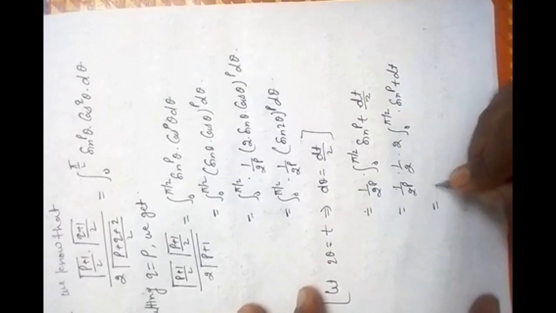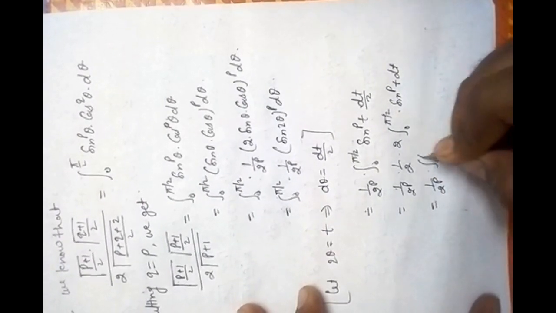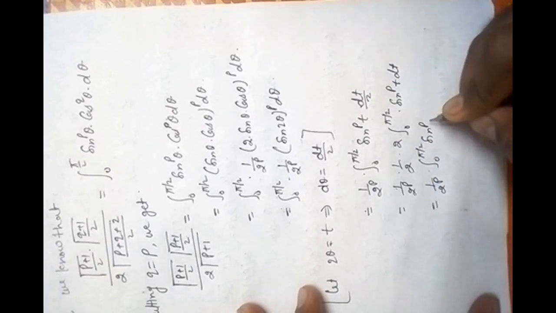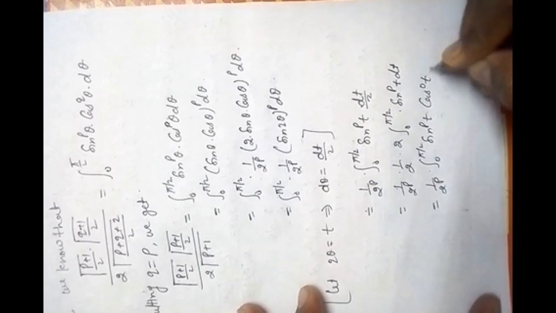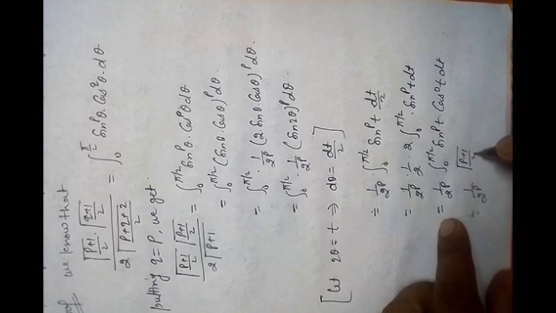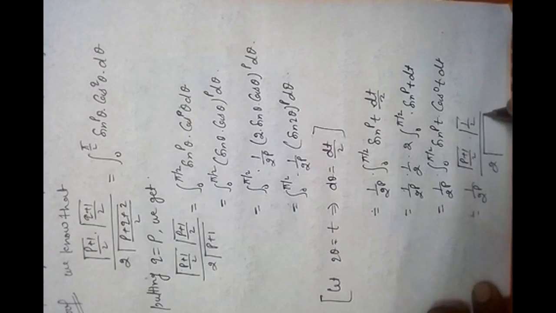So (1/2)^p ∫ from 0 to π/2 of sin^p t dt, which is equal to (1/2)^p ∫ from 0 to π/2 of sin^p t cos^0 t dt. By using the formula, we get (1/2)^p Γ((p+1)/2) Γ(1/2) upon 2 times Γ((p+2)/2).